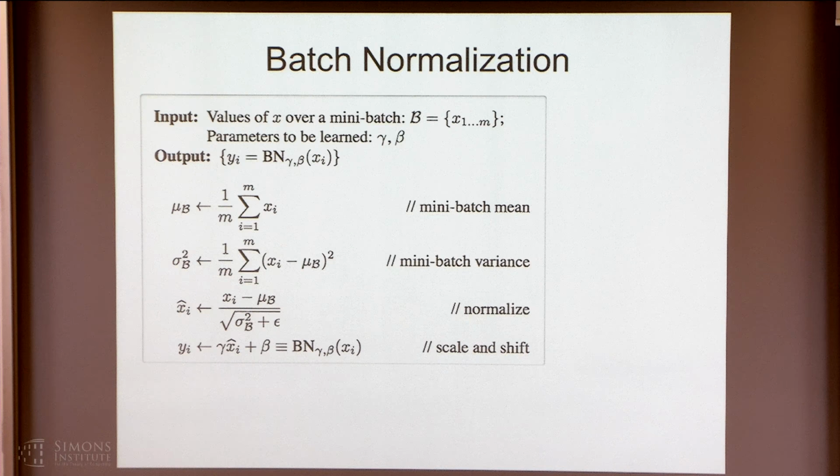So this is the algorithm. For a particular mini-batch, you compute the mean, you compute the variance, and then for the pre-activation of a hidden neuron, you subtract the mean and divide by the variance, with a small parameter just to make sure you don't hit overflow problems. Yes? Is this improving the vanishing gradient problem? This is greatly improving the vanishing gradient problem.